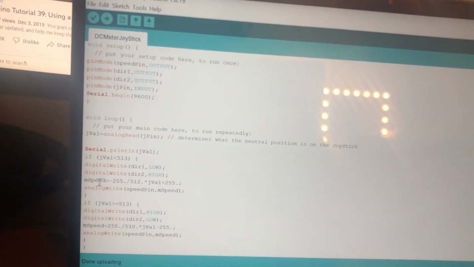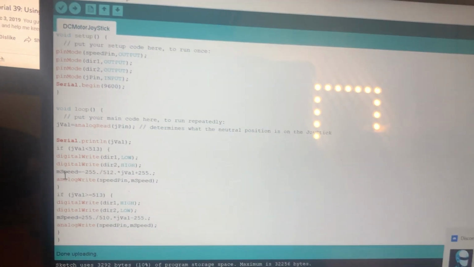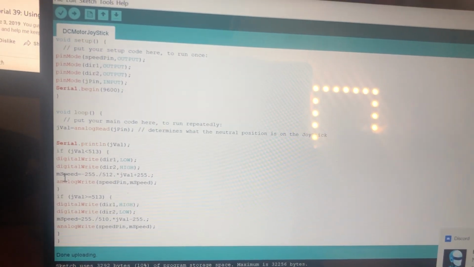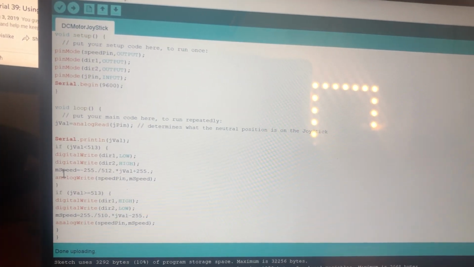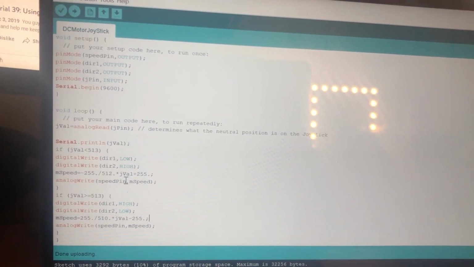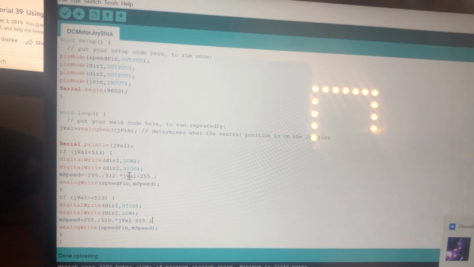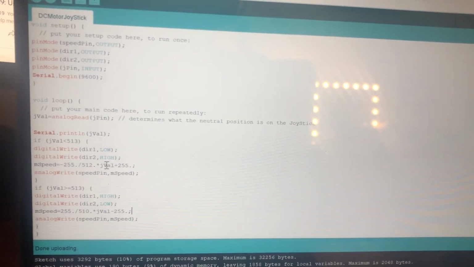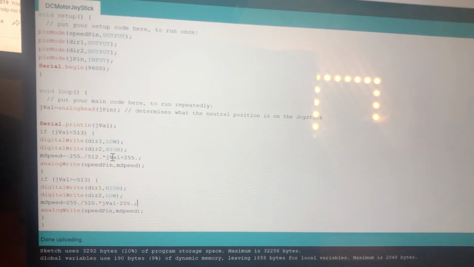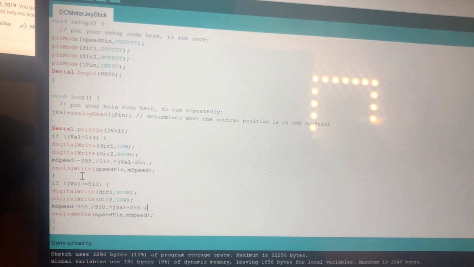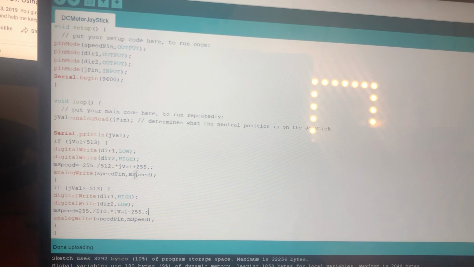And as you can see, we have an equation that we calculated using the slope of a line and the neutral value. JVal is our X value, and it is going to be read from here and inputted into this equation, and that is going to give us the speed of the fan. Okay, and we also of course have our analog write for the speed pin.